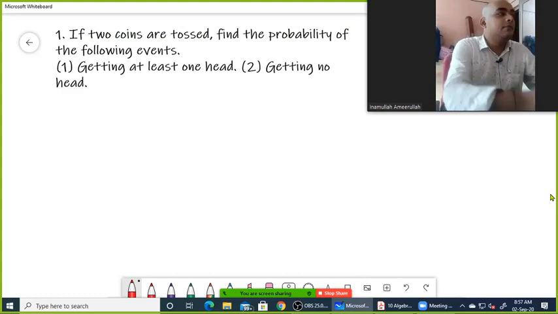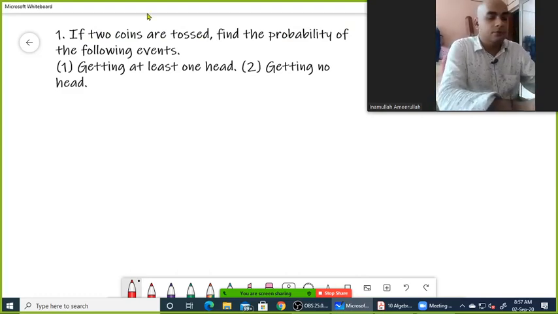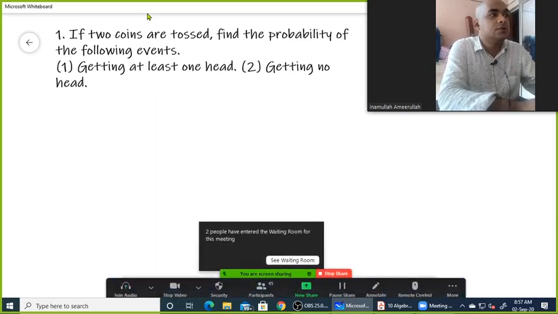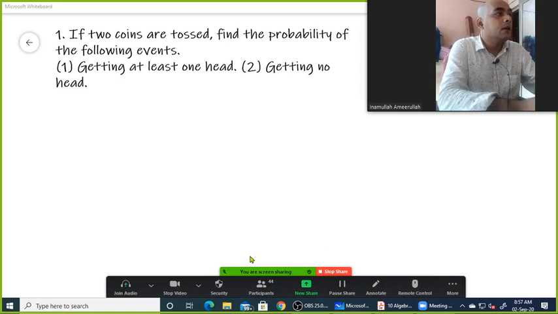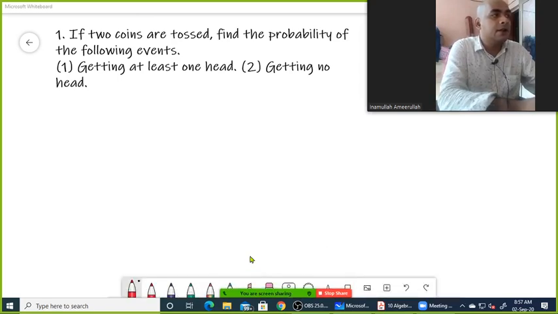This is our first question from exercise number 5.4. If two coins are tossed, find the probability of the following events: getting at least one head and getting no head. So in this question we need to find the probability of two events. One is getting at least one head and the other event is getting no head.